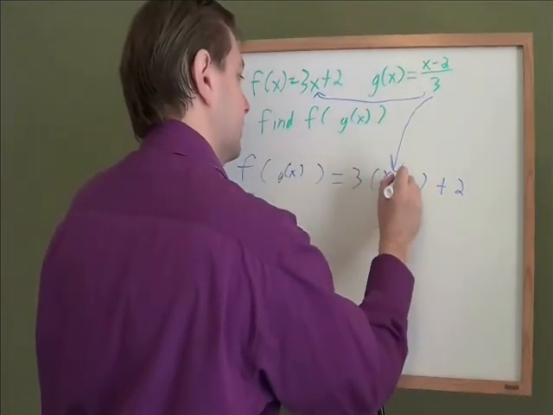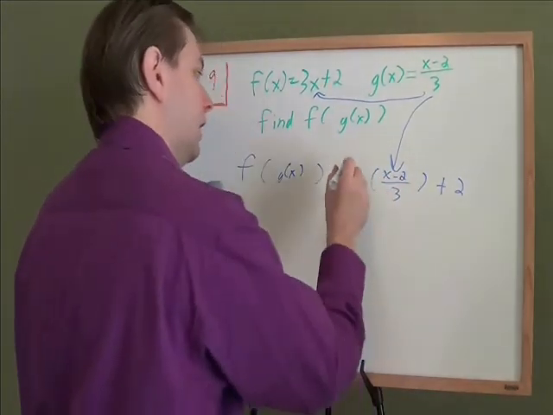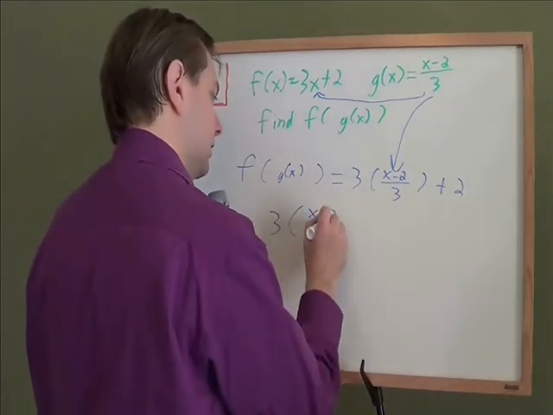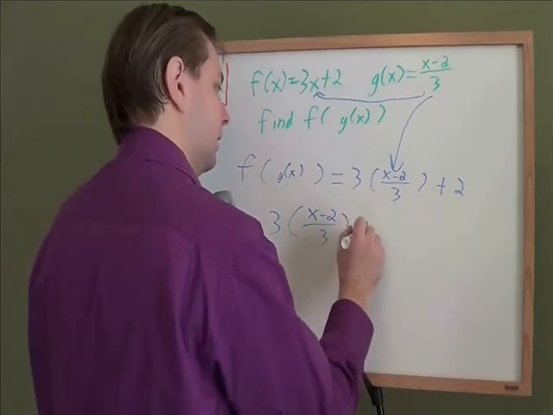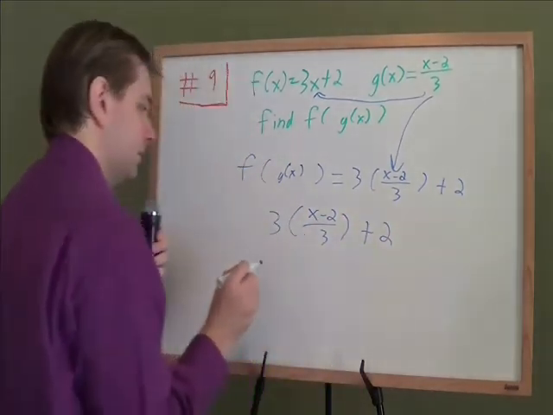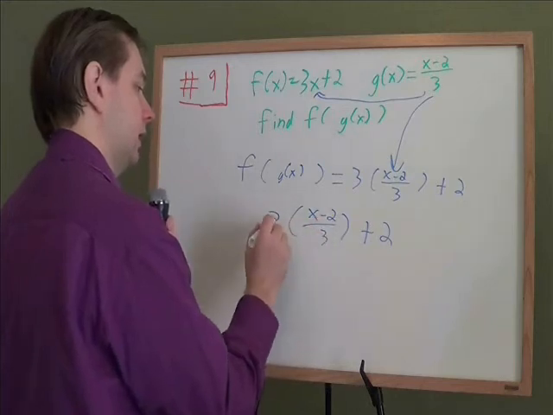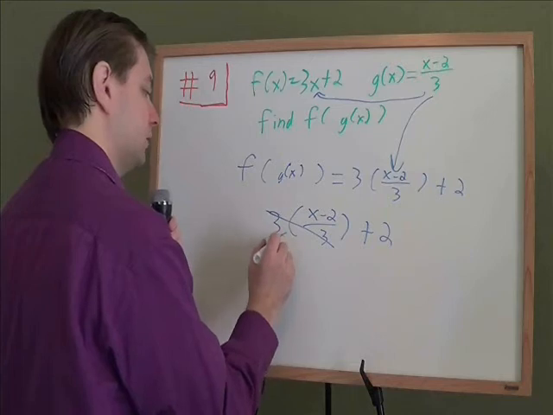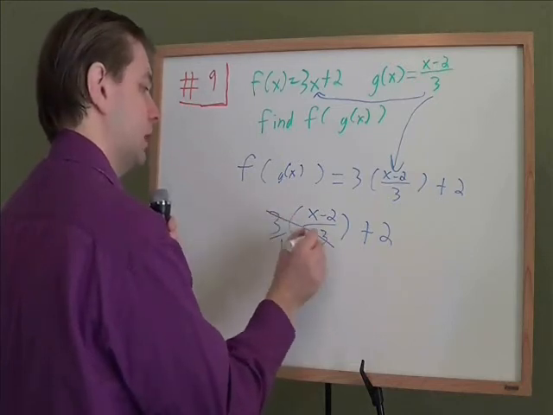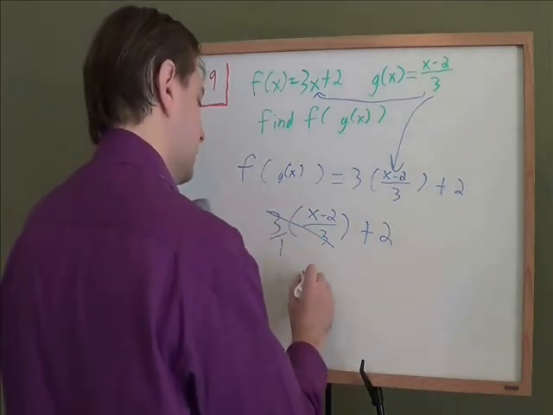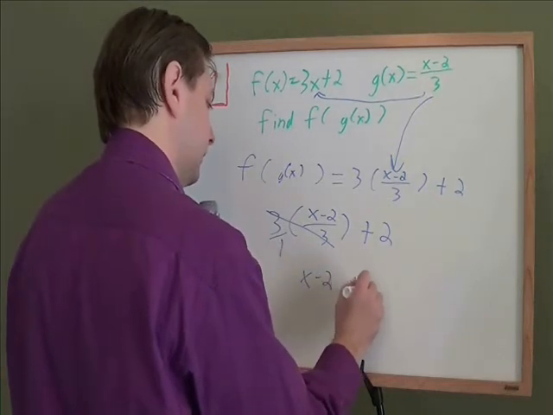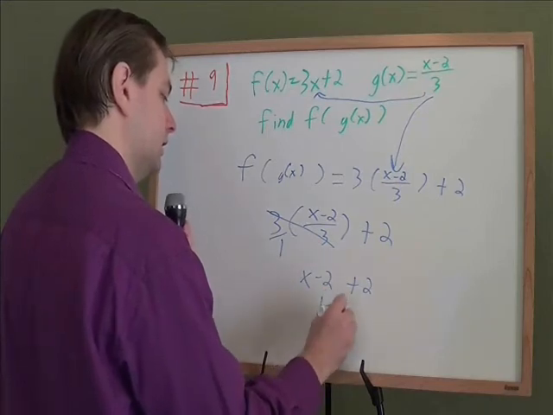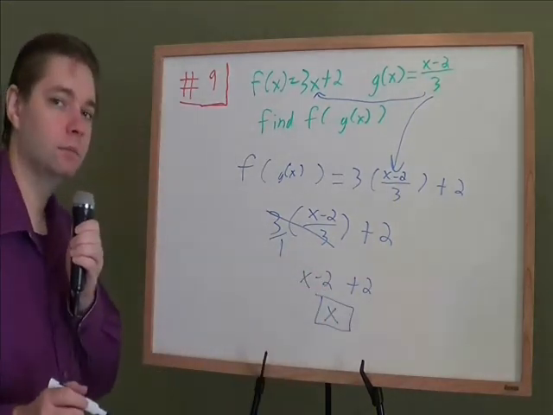So we get x minus 2 over 3. And then we just need to simplify all of this stuff. So 3 times x minus 2 over 3 plus 2. First step of simplifying, a divide by 3 and a times 3 will cancel out. If it helps, you can remember that a 3 is the same as 3 over 1, and top and bottom your fractions cancel. So that leaves us with x minus 2 plus 2. From there, minus 2 and plus 2 cancel out, leaving just x, and that is our answer.